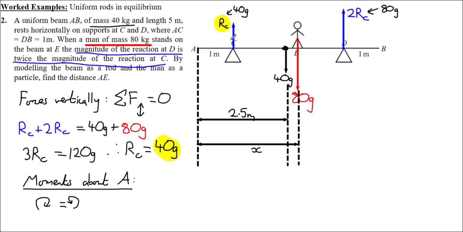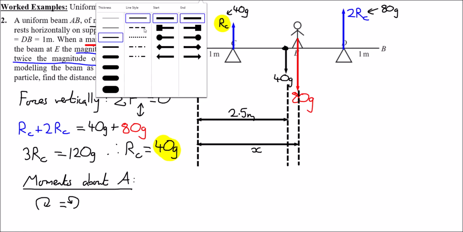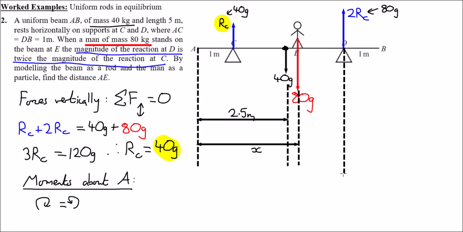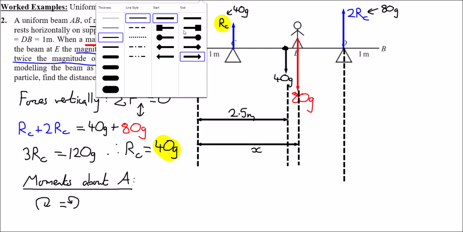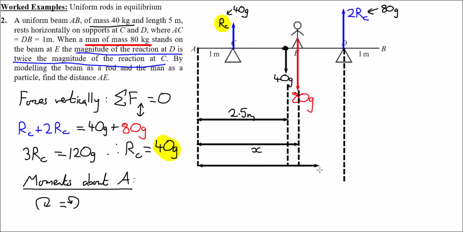So we have here a force which is 40g, that's 1 metre away. This 40g weight of the rod is 2.5 metres away. The weight of this bloke, he's x metres away, that's what we're trying to find. And also there's a reaction here from D. So let's just add in this reaction from D, because we're going to work out what this is. So this beam is 5 metres long, so from A to B is 5, but D is 1 metre away from the end, therefore from A to D has to be 4 metres.